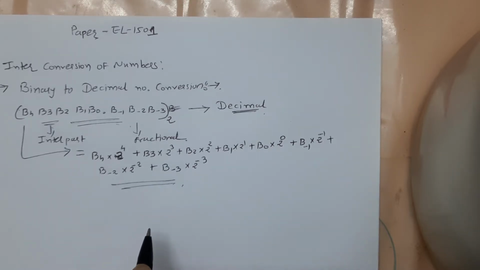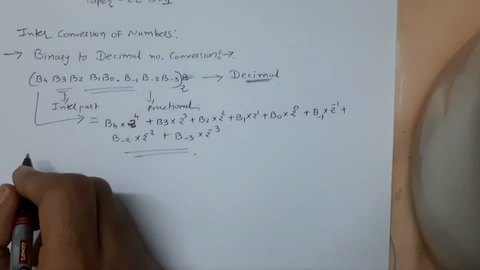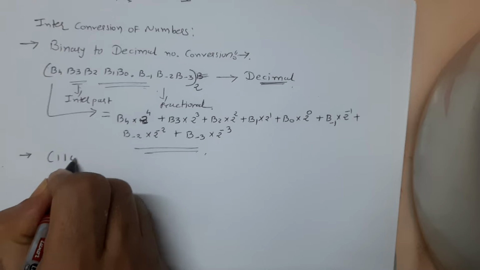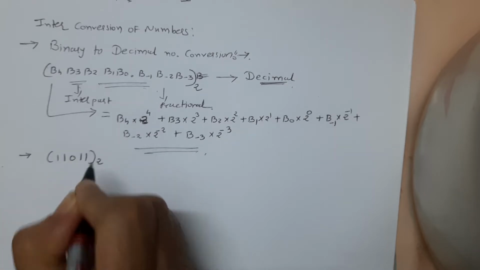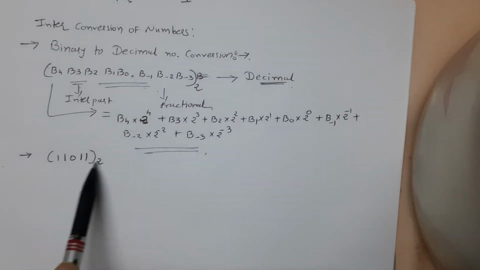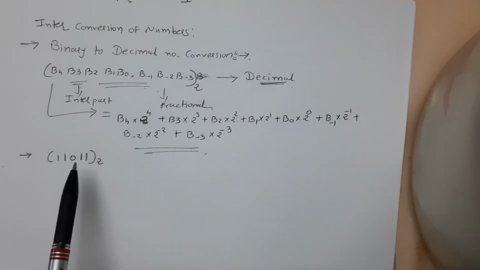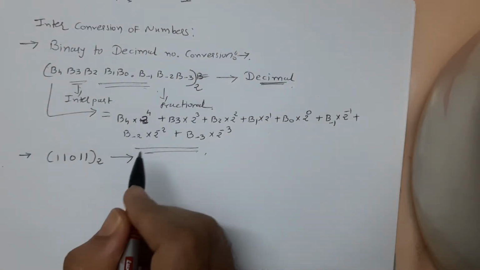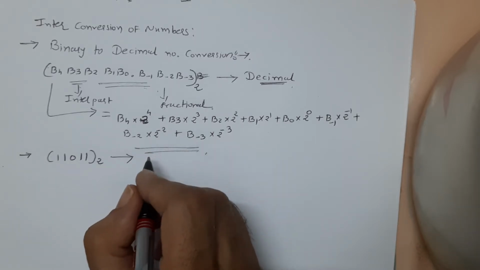We will take an example. For simplification we will discuss the example. Let us compute the decimal equivalent of the following binary number, right? If our binary number is 11011, binary means base 2, and we want to convert this to the equivalent decimal, then how to convert this?